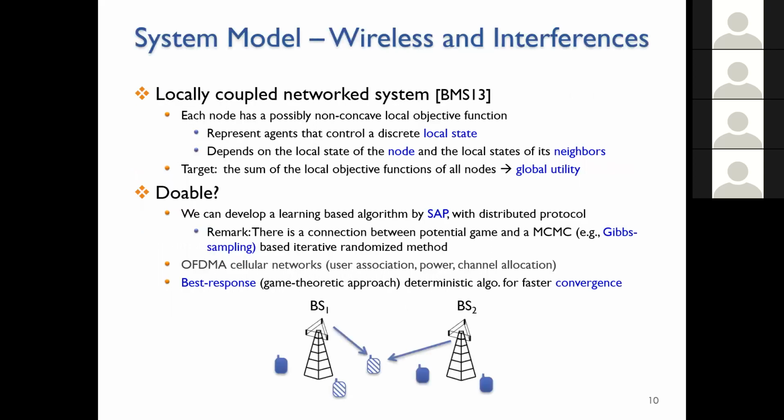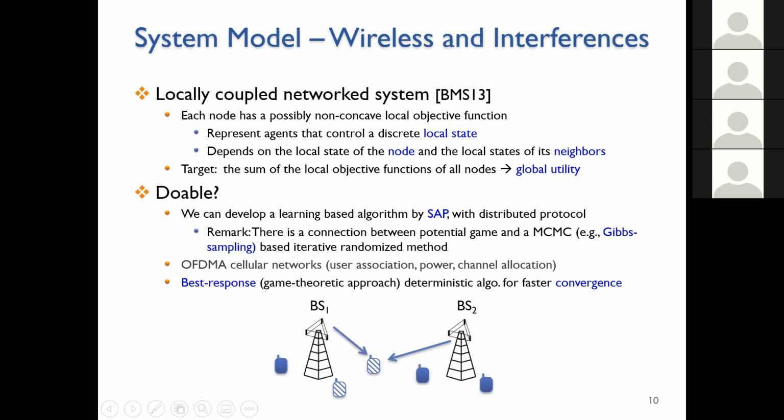So as mentioned, for this problem, first we can model it as a locally coupled network system. Each node has a possibly non-concave local objective function.